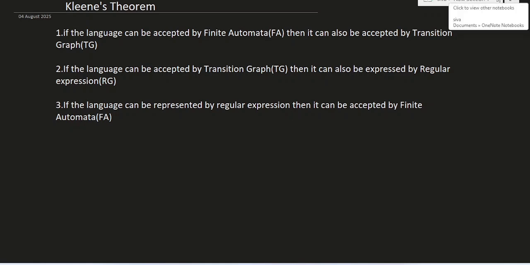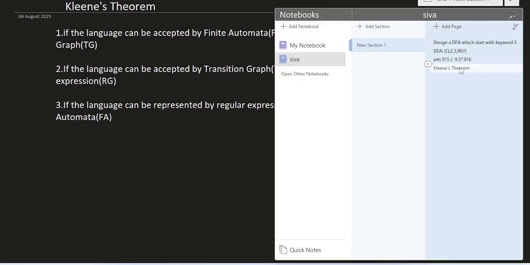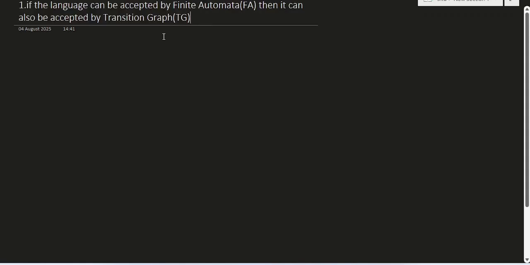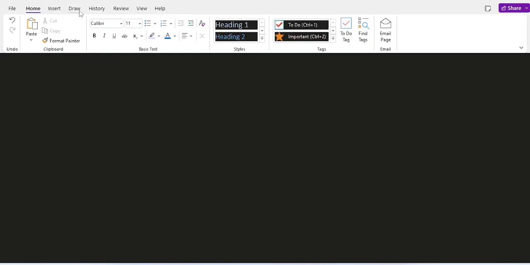Now, the first case is if the language is represented by a finite automaton, then it has to be accepted by a transition graph. Let us take this theorem: if the language is accepted by a finite automaton, then it can also be accepted by a transition graph. Let us see here.